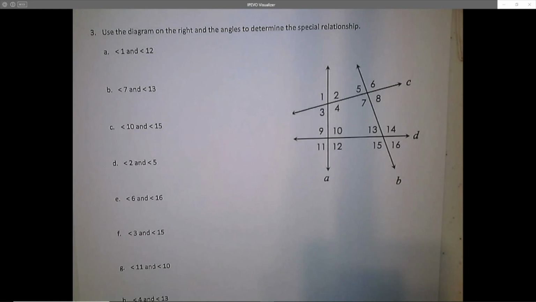What ends up happening when you have a picture like this? This is a tic-tac-toe picture. If you have to name a relationship with a tic-tac-toe picture, you have to find what line they have in common. The line they have in common becomes the transversal. So if I just look at a couple of these, because we'll talk about some of this in class.